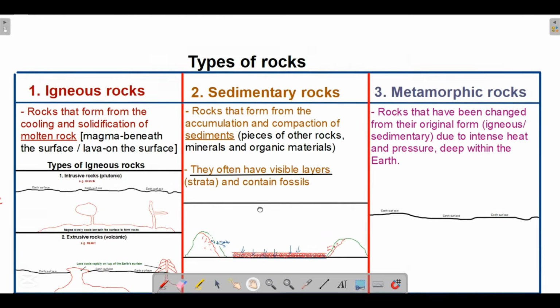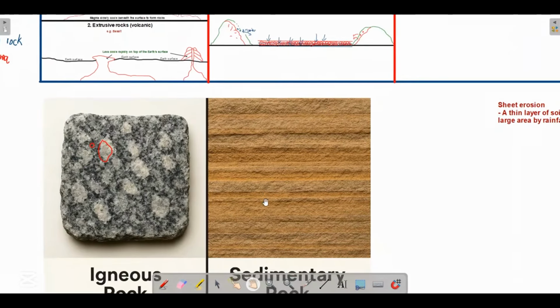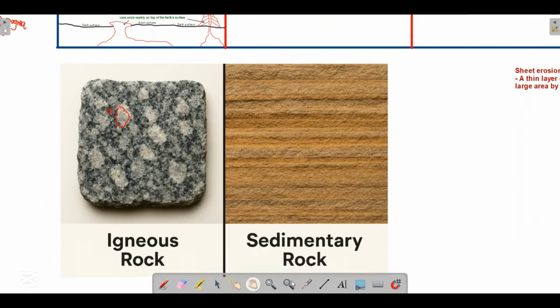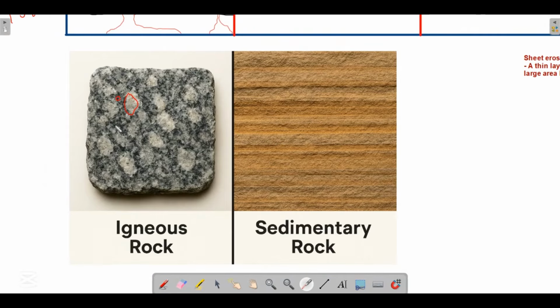So here's an example, guys, of a sedimentary rock. There we go. So you can clearly see here the stark difference between these two. You can tell that this is an intrusive igneous rock because of these big sized crystals. And you can also tell that this is a sedimentary rock over there because, of course, you can see those layers. You can clearly see those layers.